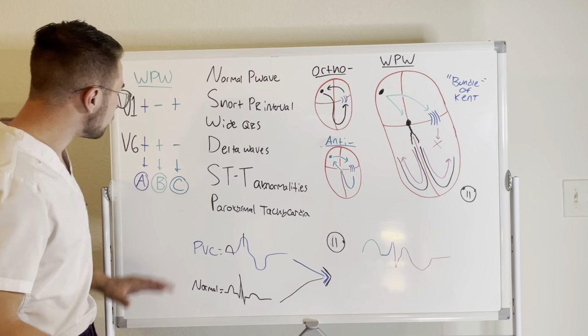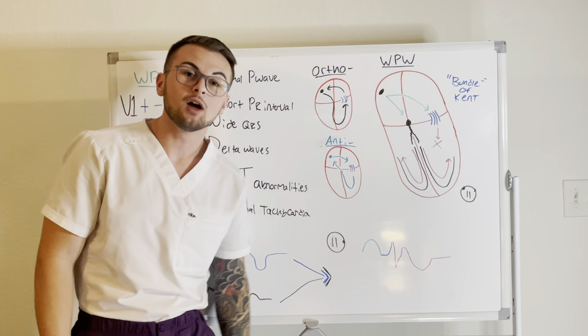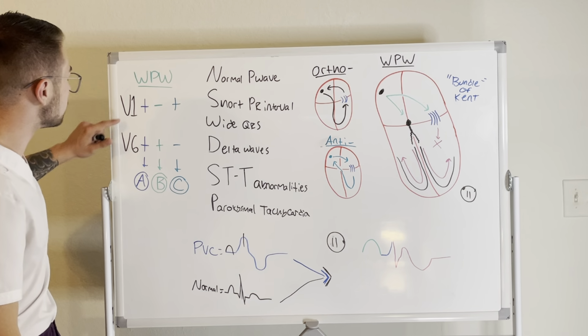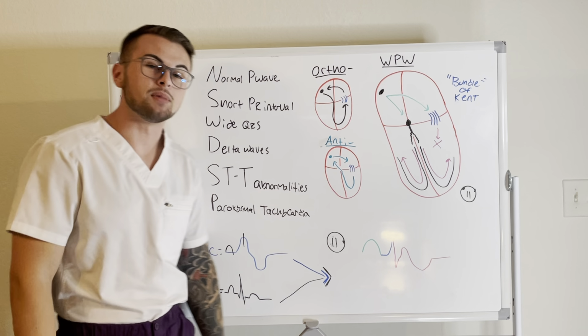And lastly, we know that the different types of Wolff-Parkinson-White syndrome can be determined by looking at the positive or negative delta waves in leads V1 and V6, with A being the most common and C being the most rare.